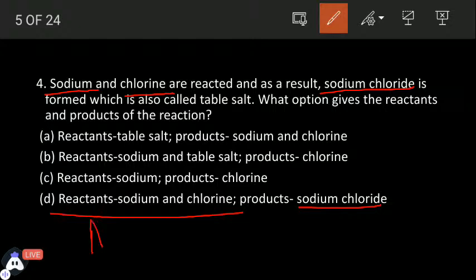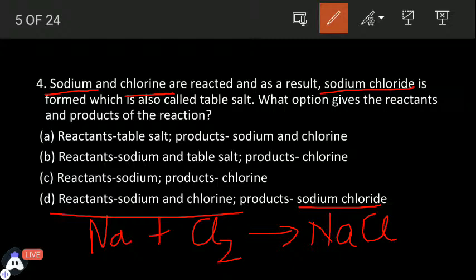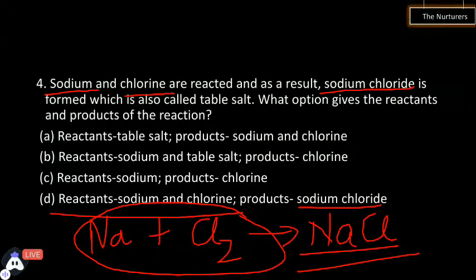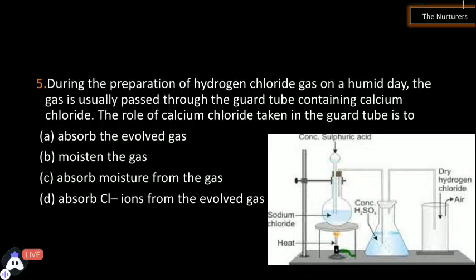We can even write the reaction Na plus what? Yes, Cl2 gives us NaCl. We can further balance it as per the question. So the substances which are reacting, that is sodium and chlorine, are the reactants, whereas NaCl formed is the product. So this is the desired reaction. Moving ahead to the next one.